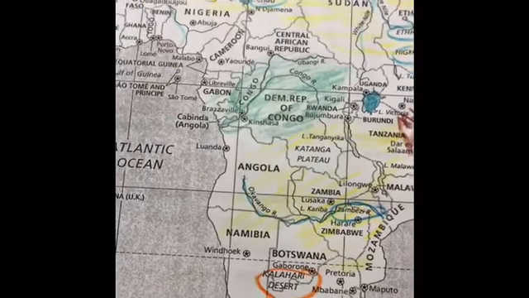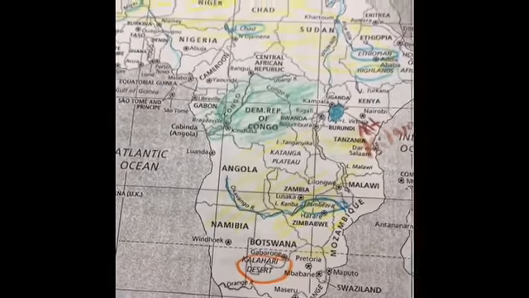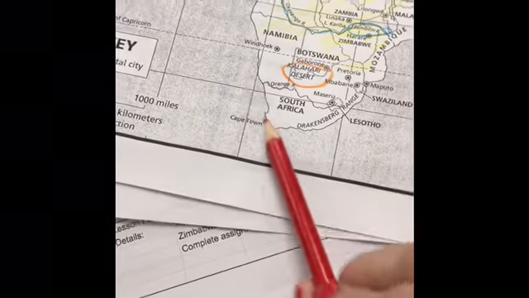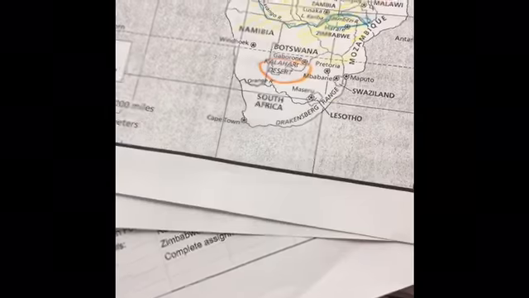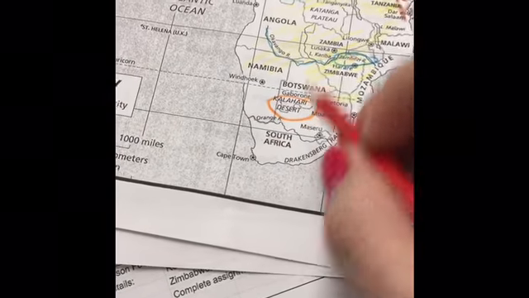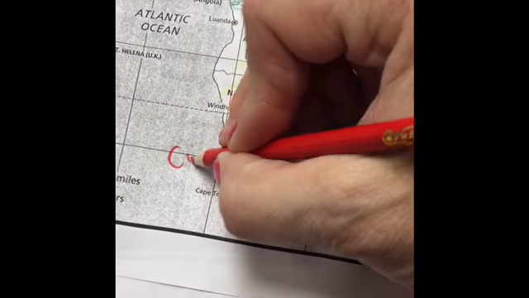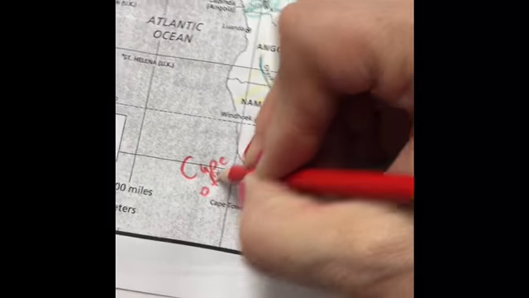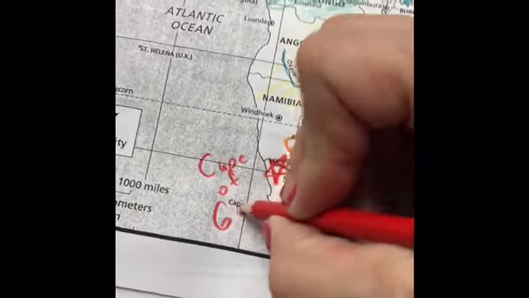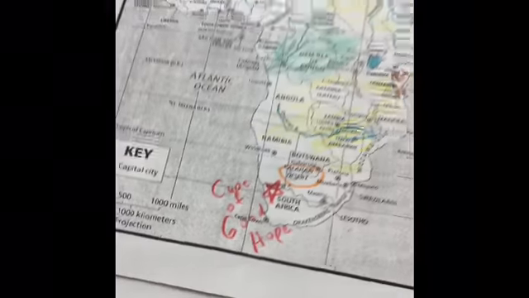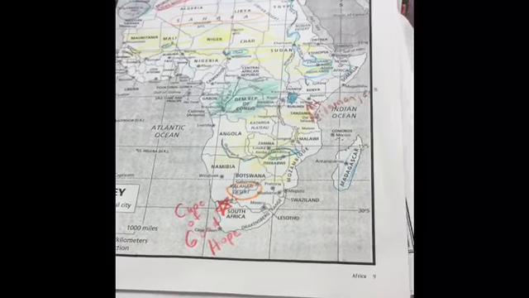One other thing that is not on your map specifically, but we're going to add in, is the Cape of Good Hope, this part where you see Cape Town. So we're just going to put a star, and we're going to add in Cape of Good Hope. And now you have your physical feature map finished.